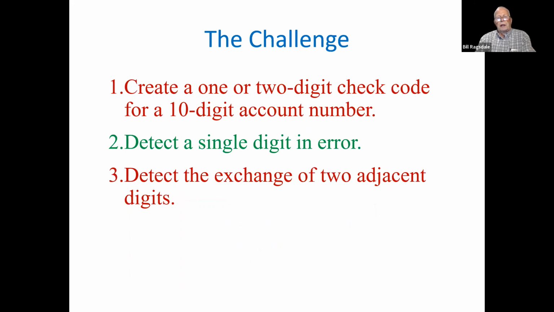The challenge for today is to create a one or two digit check code for a 10 digit account number. You have a couple of possibilities. One is to detect a single digit that is an error. Another approach is to detect the exchange of two adjacent digits. And I'll note that checksums are a very primitive form of hash. Hash codes take a major form of life in computer technology these days, but the check codes originated back in the electromechanical days, I think in the Hollerith days when they first began data processing.